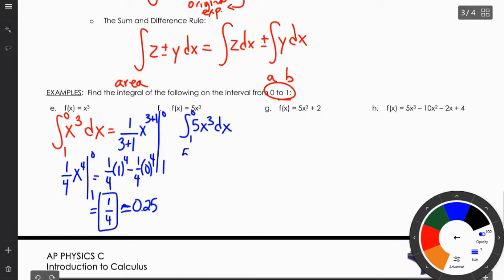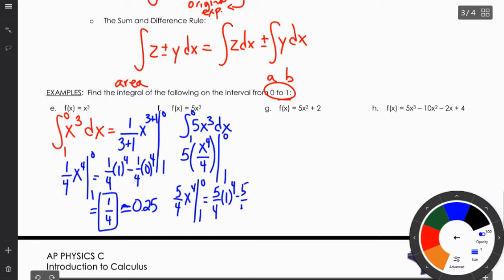I'm going to have 5 times x to the 4th over 4, because it's essentially this integral right here from before, okay? And we're going to evaluate that from 0 to 1. Now, you can clean up here. You can say 5/4 x to the 4th, evaluated from 0 to 1. So I got 5/4 times 1 to the 4th minus 5/4 times 0 to the 4th, right?